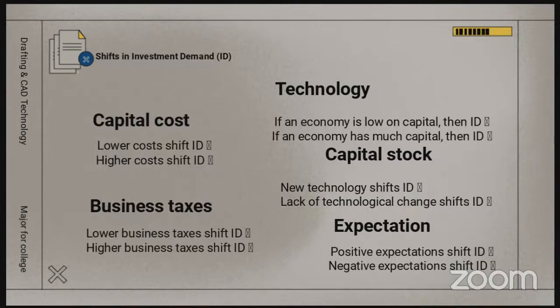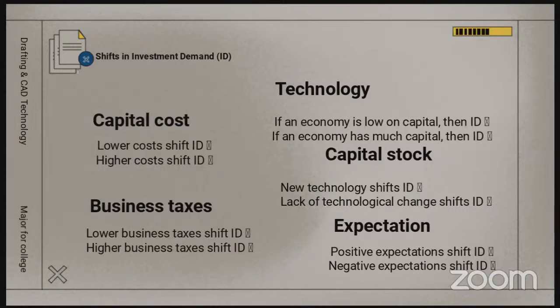Now the second non-interest determinant of investment demand is business taxes. Business taxes are basically a form of cost. So the same thing, if the business tax increases, this is going to cause the investment demand curve to shift left. And as shown over here, it will cause the amount of gross investment in the economy to decline. So for example, if there are lower business taxes, then it shifts ID to increase. And when there are higher business taxes, then it shifts ID to decrease.